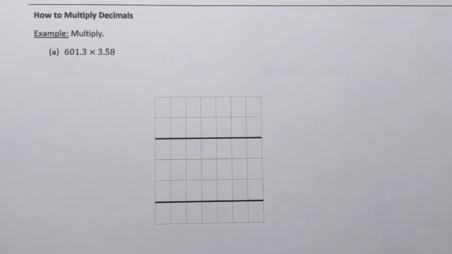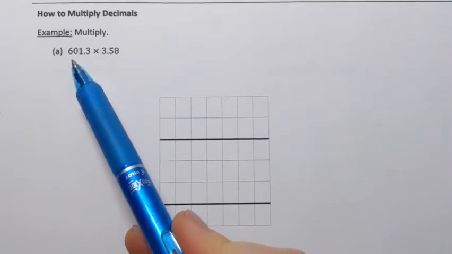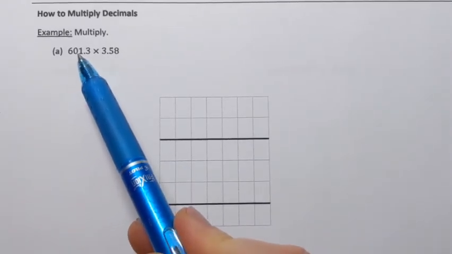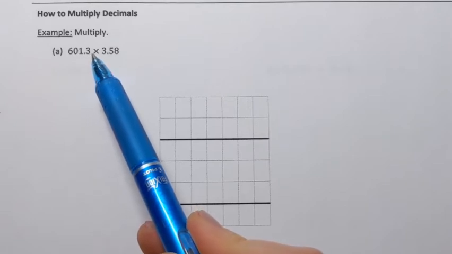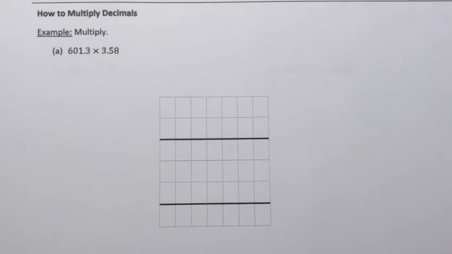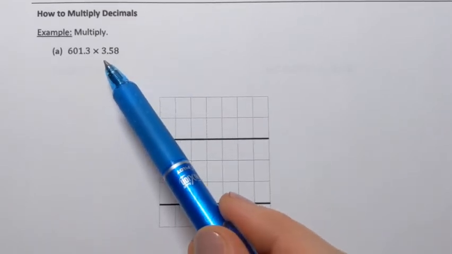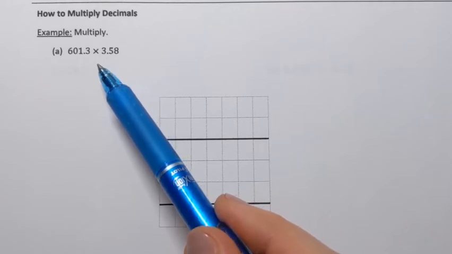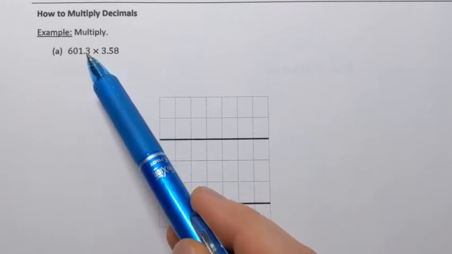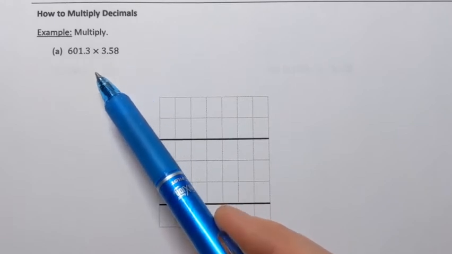In this video, we're going to learn how to multiply decimal numbers. Let's use this example. Here we have to multiply 601.3 by 3.58. We start by multiplying these numbers as if they were whole numbers. So how would I multiply 6013 by 358? See, I'm ignoring decimal points right now.